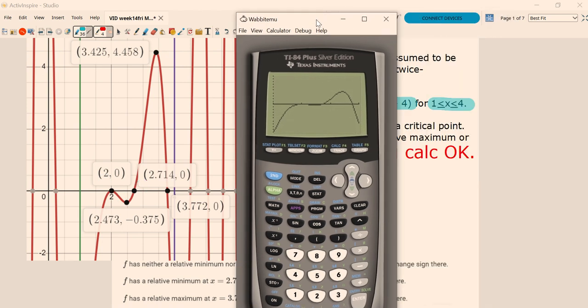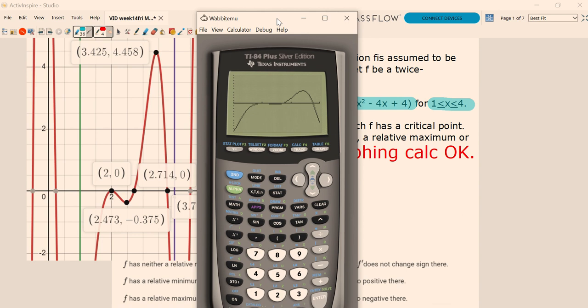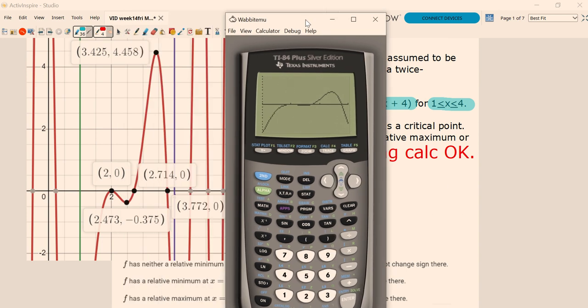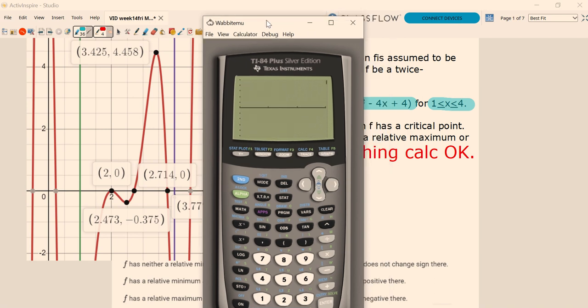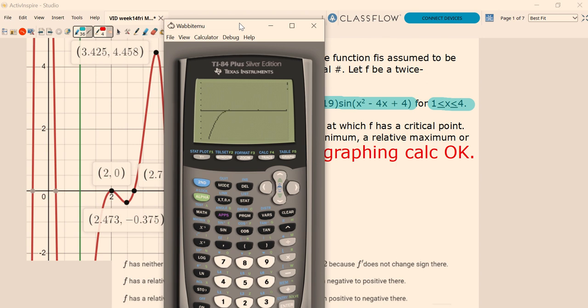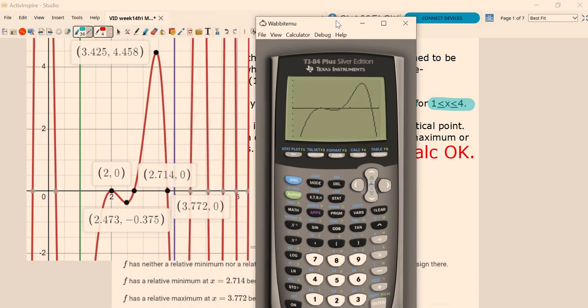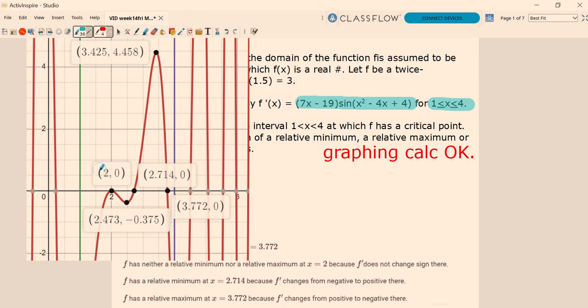What I like to do here is zoom in. Let's play with the window first. Let's change that to -5 and change this to 5, and graph, and let's see what happens there. Okay, that is better now.